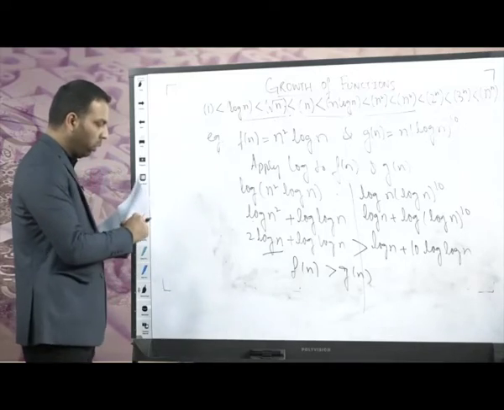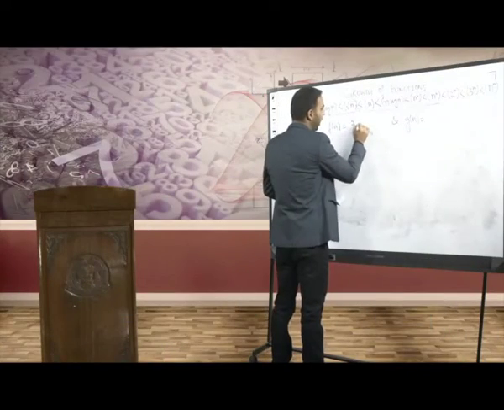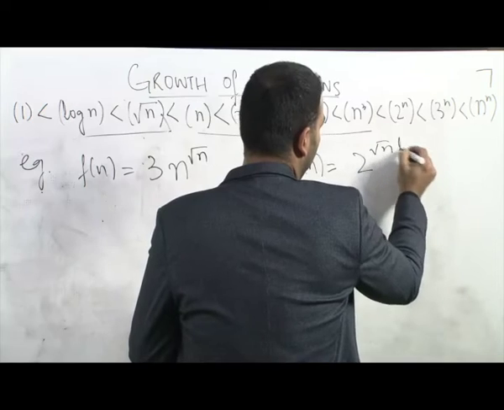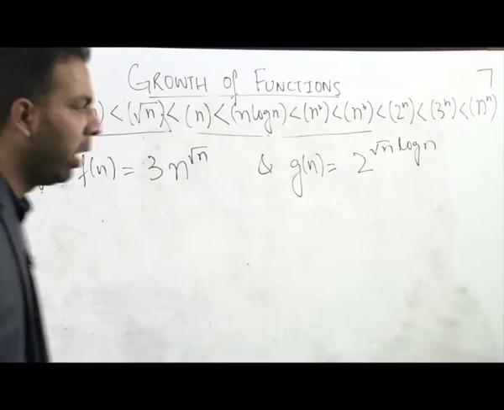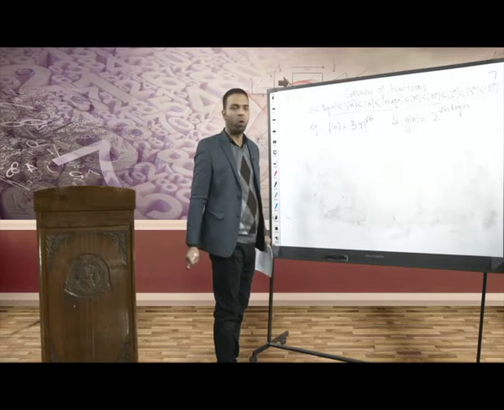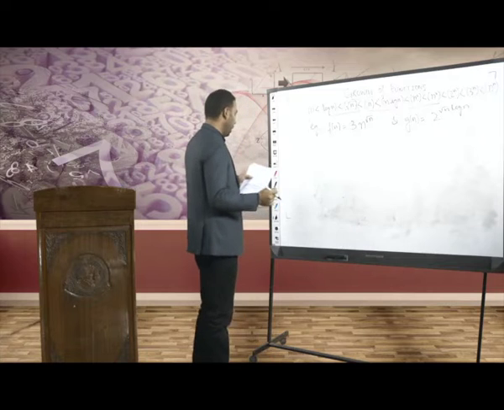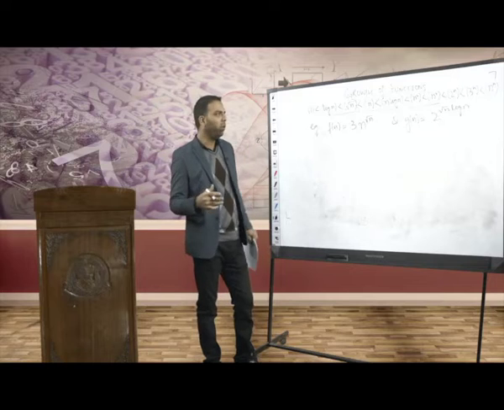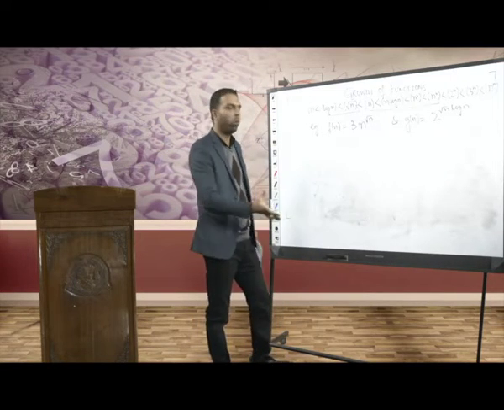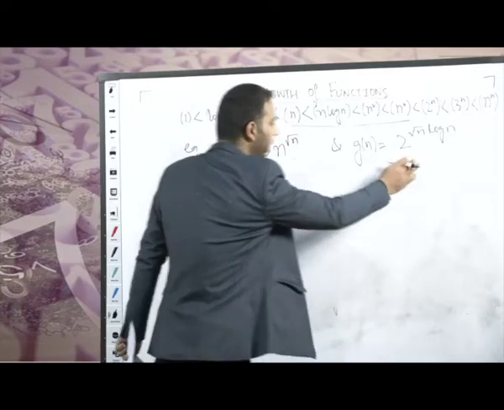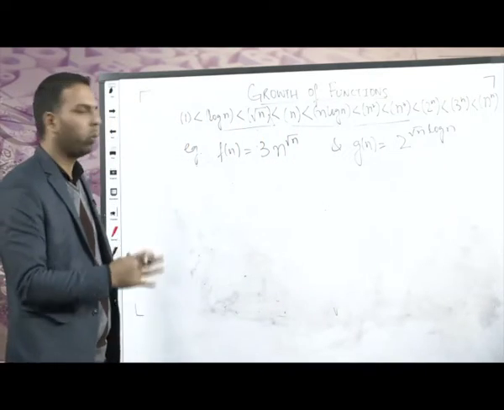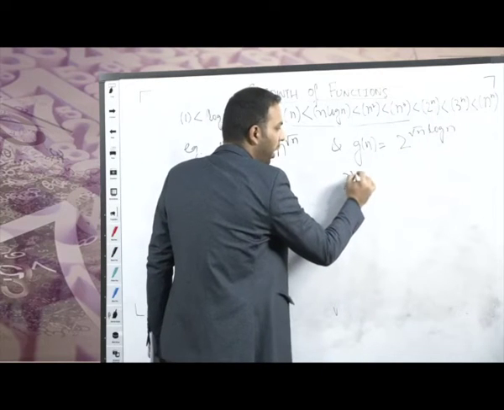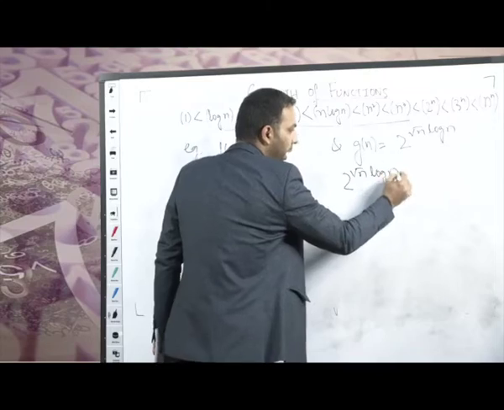Fine. Moving on, we'll see another example. Your f of n is n raised to the power under root n, and your g of n is 2 raised to the power under root n log n. We have to see which one of them is smaller. We can apply log where you think you cannot solve the equation. But if you think you can solve it without applying logs, you can go ahead with it. I can somehow convert this into a form so that I can compare these two, so there is no need to apply log, you can simply solve it. So if I take g of n, it is 2 raised to the power under root n log n.